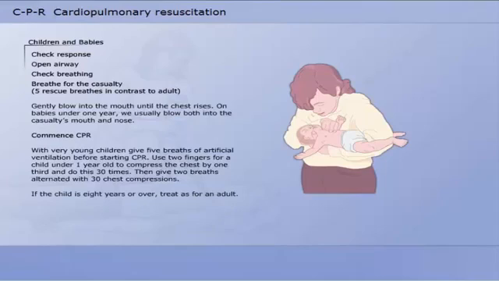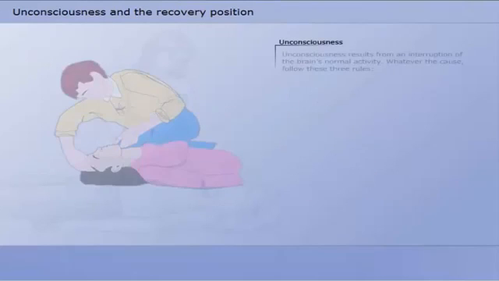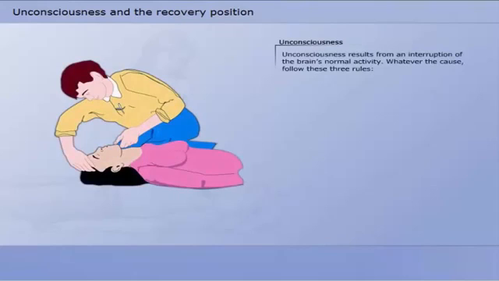Unconsciousness results from an interruption of the brain's normal activity. Whatever the cause, follow these 3 rules. Ensure that the airway is clear. Keep checking response level. Examine the casualty thoroughly.